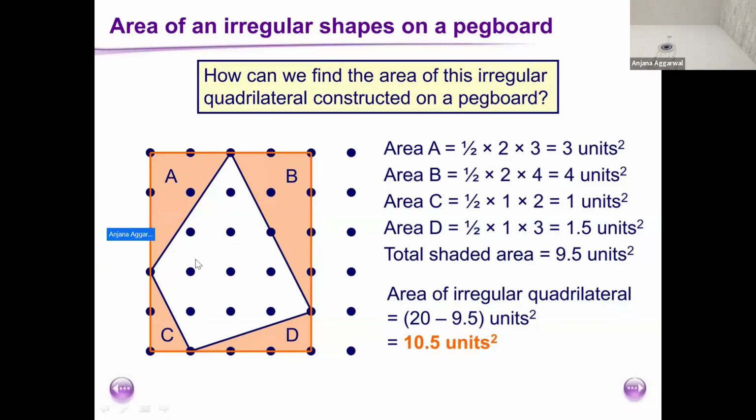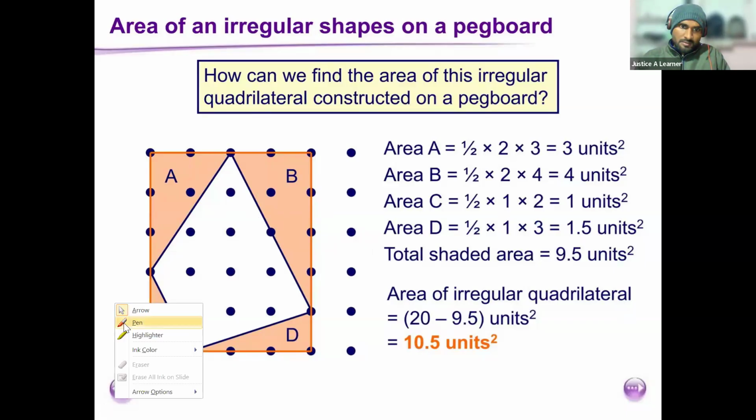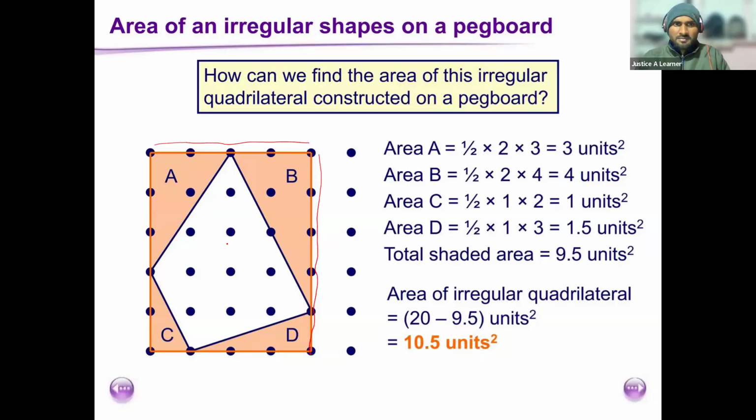30. Okay, wait. 1, 2, 3, 4. 1, 2, 3, 4, 5. How is it 30? It is 20. This is 1, this is 2, this is 3, this is 4. So this is 4, right? Do not count the vertex dots. That is the problem. So this is 20. That's why we have written 20. Now you got my point.